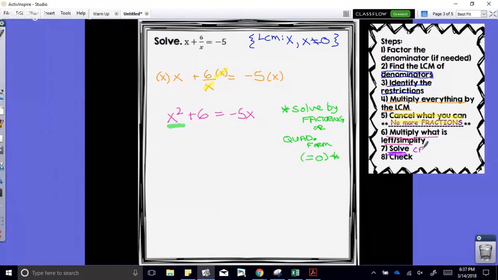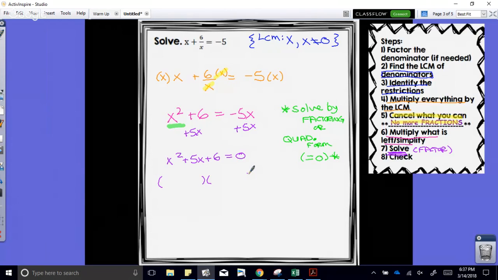Okay, for this one, again, I'm going to factor because we still have an x squared. I mean, you could use the quadratic formula. Either way, we've got to get equal to 0. So I'm going to add 5x to both sides. So I have an x squared plus 5x plus 6 is now equal to 0.